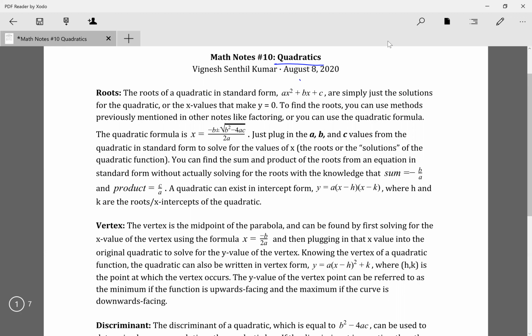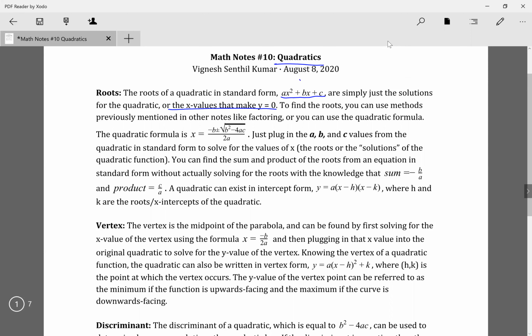So the first topic on quadratics is basically roots. A root is the same as the x-intercept or solution for the quadratic. There are multiple terms for it, but basically it's the x value when y is equal to 0. If you have a quadratic in the form ax squared plus bx plus c, you could solve it using methods we talked about in previous videos, like factoring, where you do x plus k times x plus h, where the product of k and h is equal to c, and the sum is equal to b.